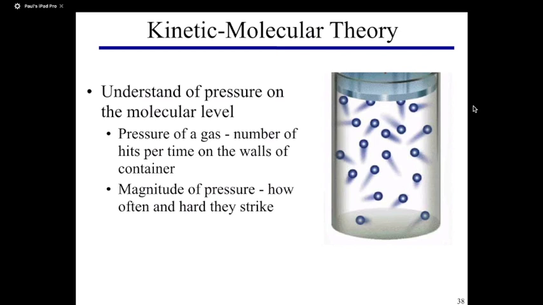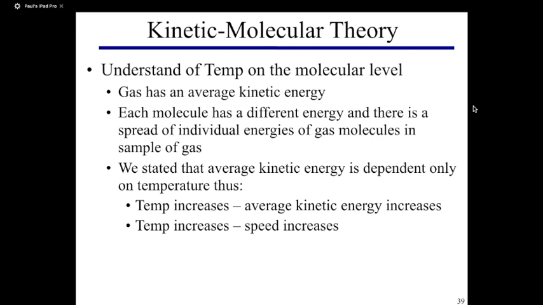All around. Okay? And so, in terms of temperature, the gases have an average kinetic energy or average speed that they are going around with. Okay? Each molecule in the gas has a different energy, and there is a spread of them. It's an average. It's kind of like a class. There is an average grade that I can describe the class with, but not everybody gets the same grade. Same thing as the molecules themselves. They're all moving just a little bit different. We state that the average kinetic energy is dependent upon temperature only, so that as the temperature increases, the average kinetic energy increases, or we can say the speed of the molecules increases.